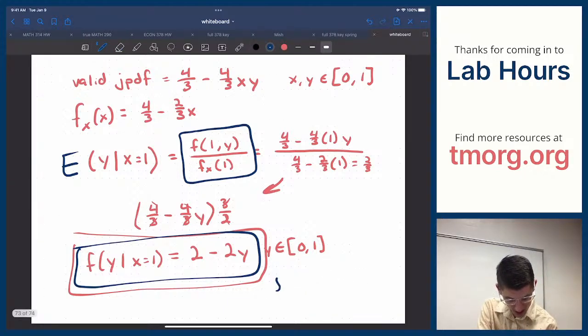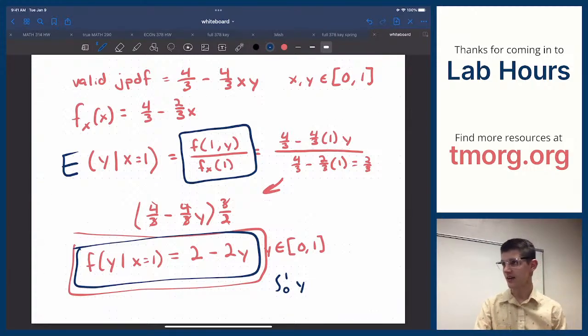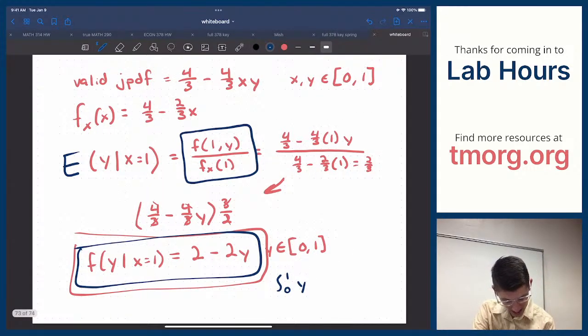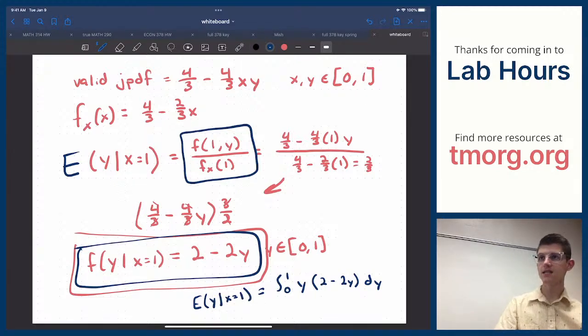do the integral over the bounds of y, 0 to 1, of y times the probability of y. Or, not to put too fine a point on it, the integral over the bounds of the thing times the probability of that thing, right? y times, in this case, 2 minus 2y dy. That would be equal to the expected value of y, given that x is equal to 1. Easy peasy, good stuff, right?